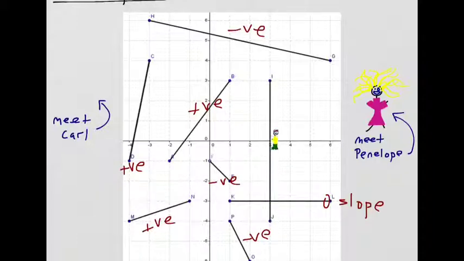This slope is undefined. It has no slope. This is undefined. The slope is undefined. Good? So you get how to classify slopes?